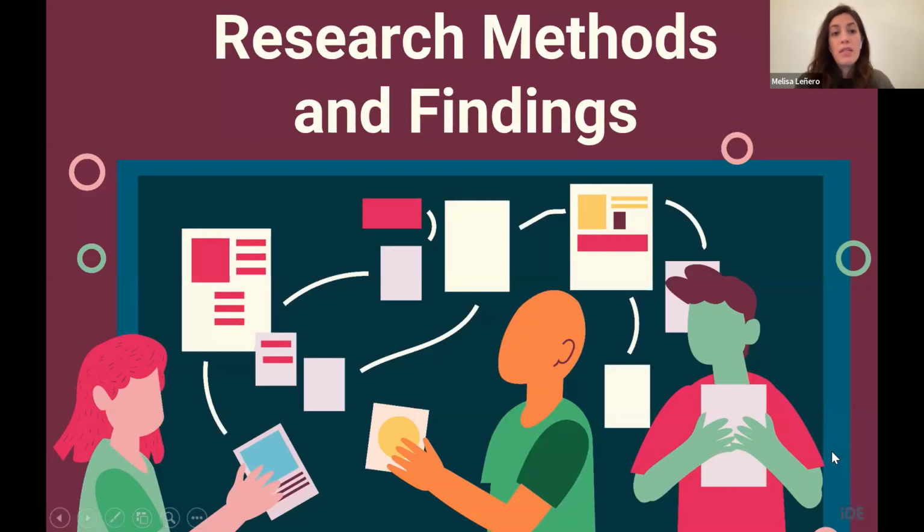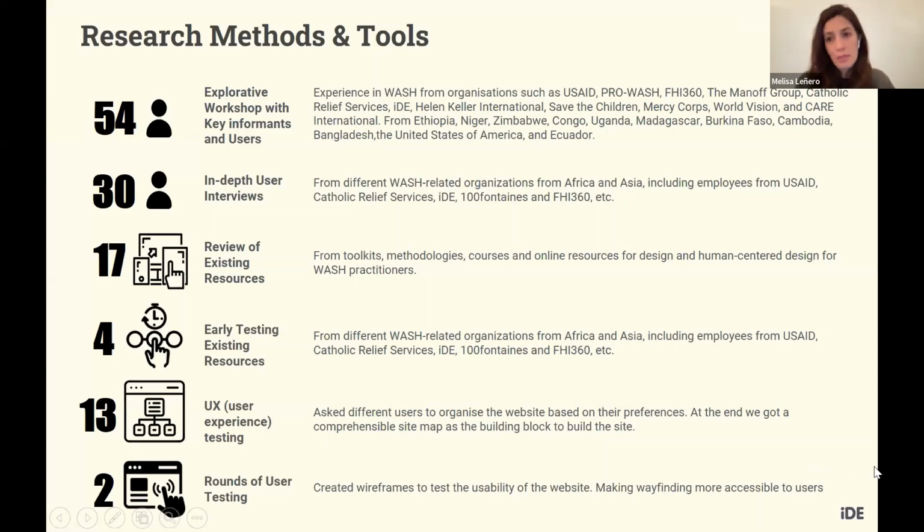What were the research methods and findings that we used? This is a summary. As I said, this was a one-year project, so I just want to give you the gist of it. The research methods and tools were like this. These are the steps that we followed, starting with 54 explorative workshops with key informant users, some of whom you were part of, from organizations such as USAID, ProWASH, the Man of Group, Catholic Relief Services, IDE, and so on. So thank you again to all of you who were part of these explorative sessions with key informant users that helped us to better understand what you need and what you want.